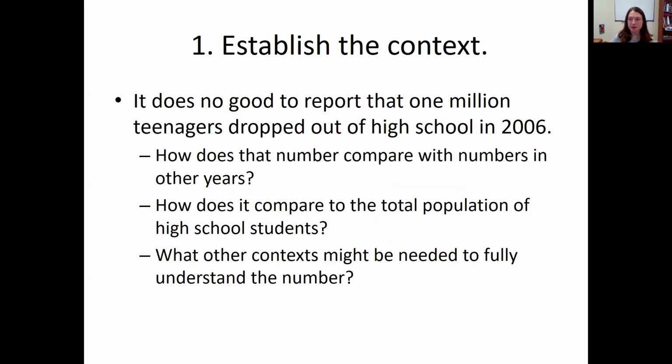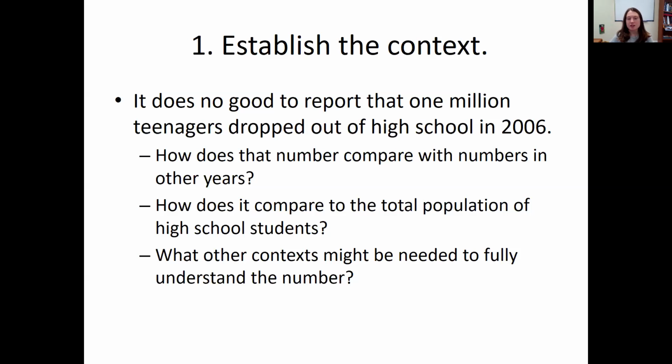Okay, so when you're writing about numbers, the first thing to do is make sure that you establish the context. So imagine you're writing the intro of a paper. It would do no good to report that 1 million teenagers dropped out of high school in 2006. The reader doesn't really know what to make of that. How does that number compare with numbers in other years? Are you trying to say that 2006 was an especially bad year? How does it compare to the total population of high school students? Is that 1% of high school students? Is that 10%? Tell us something like that.